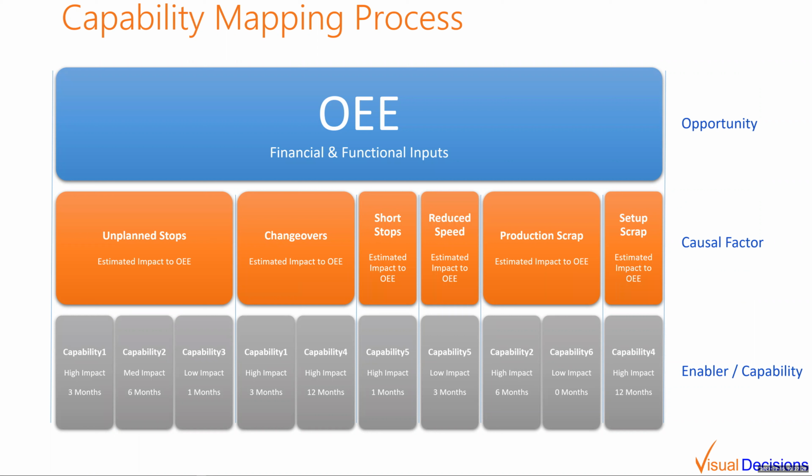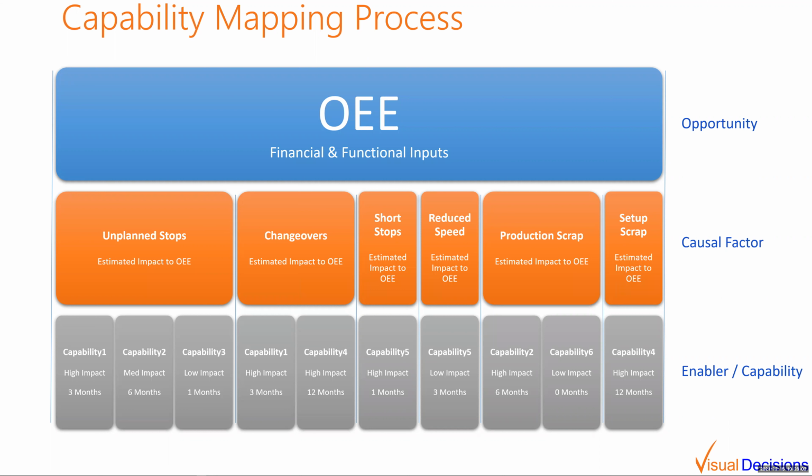And so just using OEE as an example, there are different financial and functional inputs that get associated with that opportunity. And then as we break that down into the root causes, you have unplanned stops, changeovers, short stops, reduced speed, production scrap, setup scrap, typical big six losses for OEE. And there are typical losses for each of the different initiatives. So from business to business, the types of losses are very common. What's very different from business to business is how much time you're losing to unplanned stops versus short stops versus reduced speed versus changeovers and so forth.